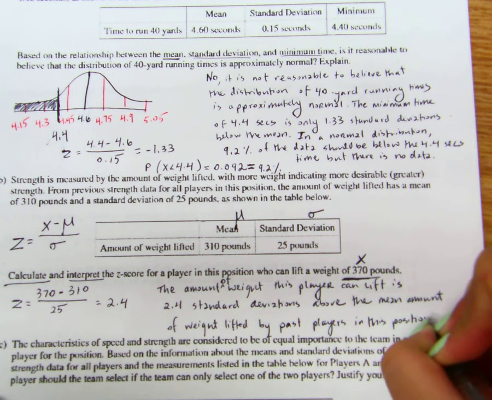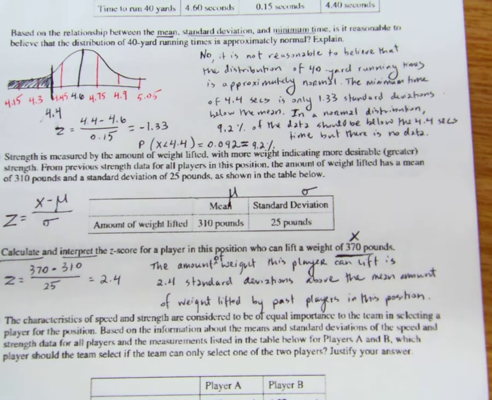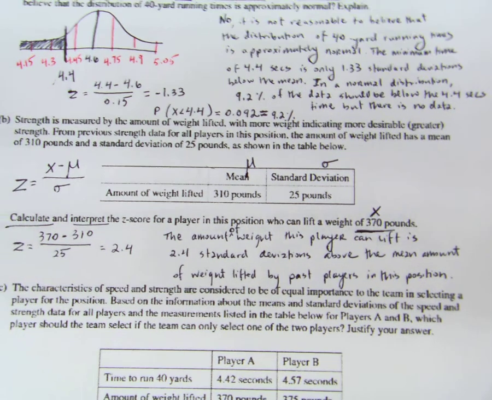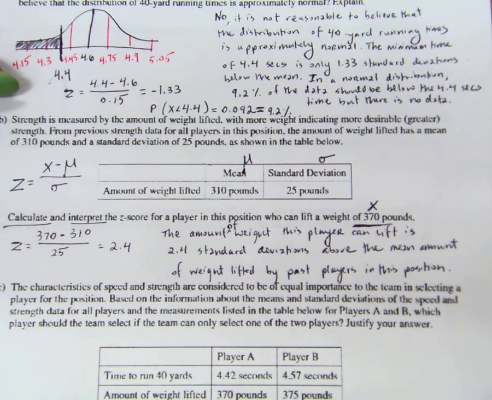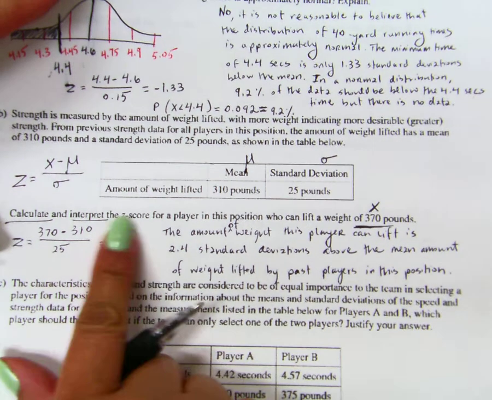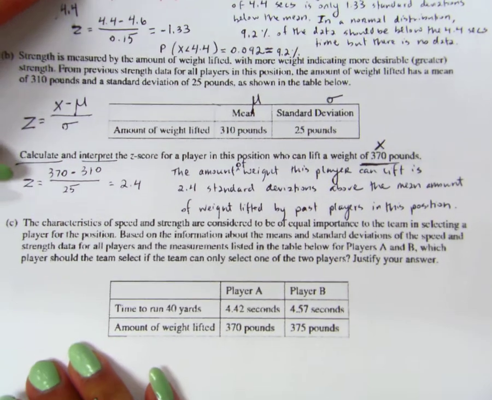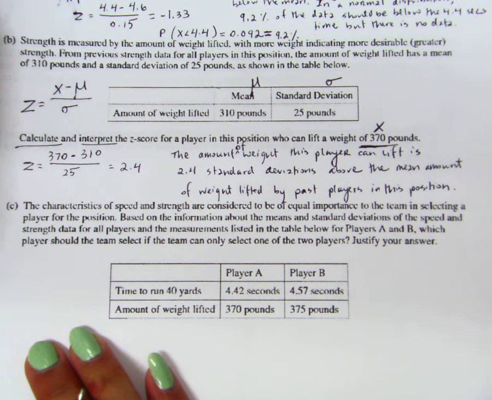Okay, so I'm making sure that I fully give context. I'm not just going to say that it is going to be 2.4 standard deviations above the mean. I'm going to say the mean amount of weight lifted by past players in this position. So I actually want to define what that mean is, just in case, because I want to make sure that I can show the AP reader that I can fully interpret what the z-score means in the context of that problem. Okay, so there's part B.